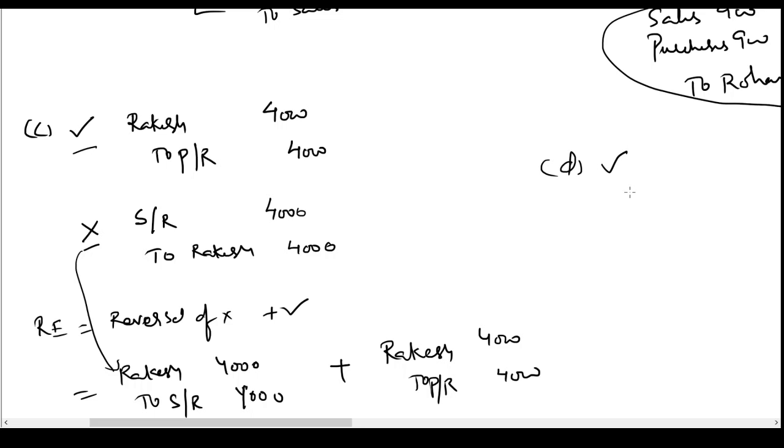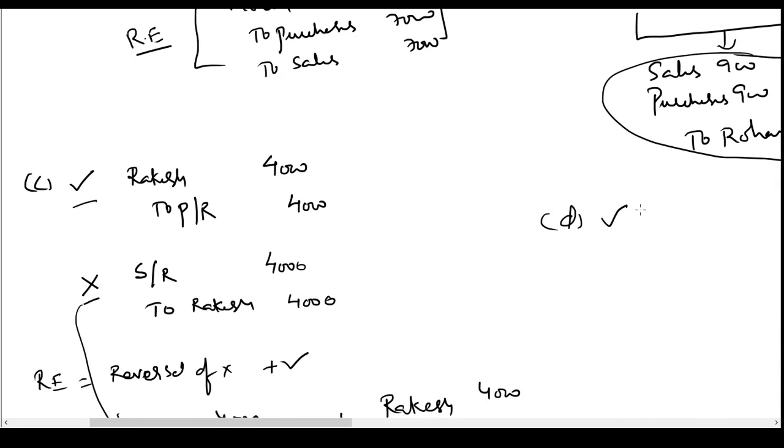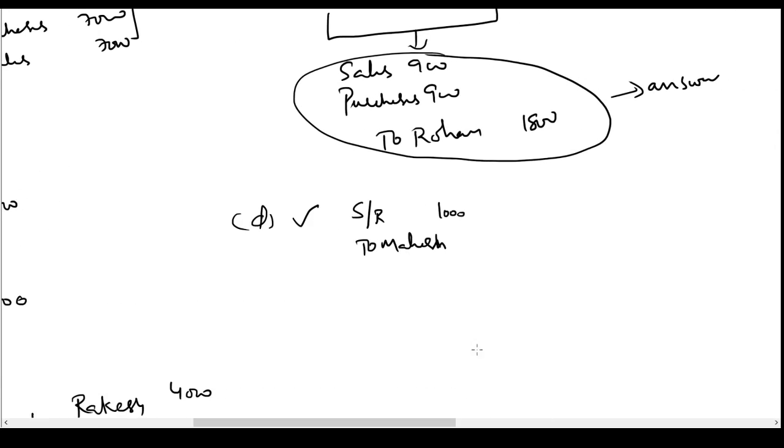So the correct entry is, Mahesh is returning goods to us. That means it is sales returns. 1,000 was recorded in the purchase returns book. The correct entry we should have passed is sales returns to Mahesh 1,000. But what is the wrong entry we have done? Instead of recording it as sales returns, we have recorded it as purchase returns. When you record the name of Mahesh in the purchase returns book, it is equal to passing an entry Mahesh account debtor to purchase returns.